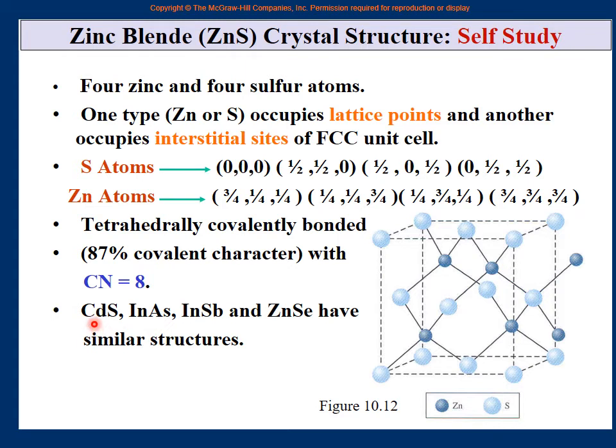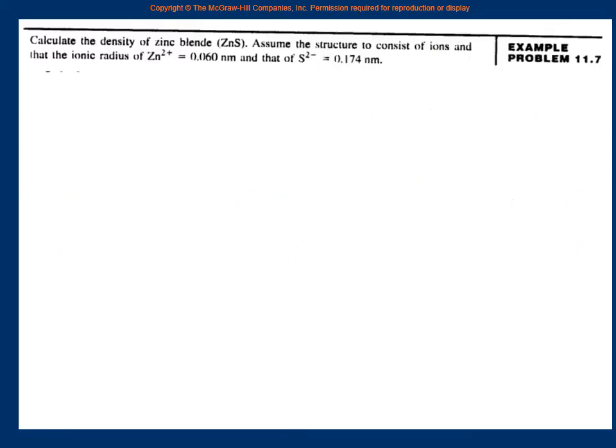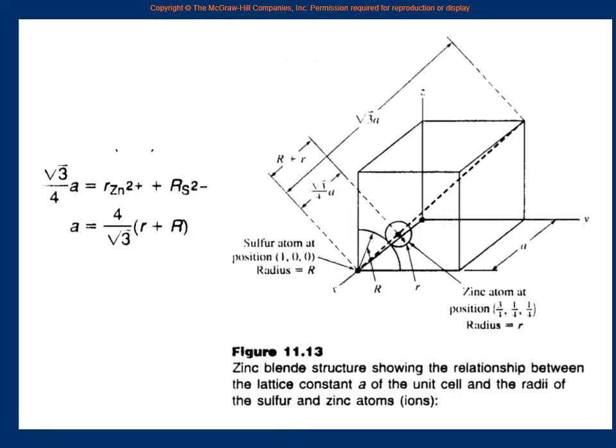If it is sulfide, then it is a metal and a non-metal. But if it is zinc and selenium, then both of them are metal-metal. So some of them are metal, non-metal compounds, and some of them are metal-metal compounds in the zinc blende or zinc sulfide category. And immediately a problem: calculate the density of zinc sulfide, where the ionic radii of zinc and sulfur are given. This will be an FCC type. I will just show you, and you can do it in detail later yourself.